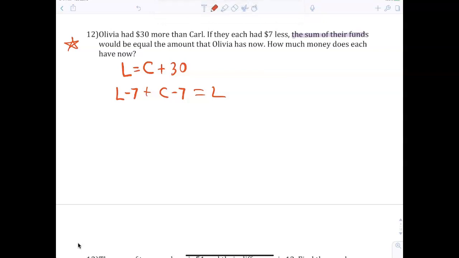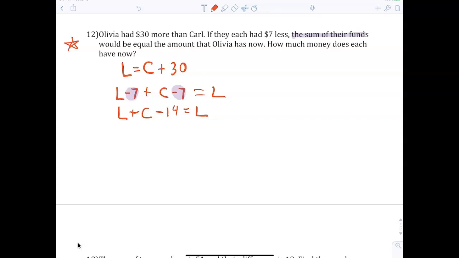All right. So now, with that information, I would want you to simplify. So if I simplify, minus 7 minus 7. So L plus C minus 14 is equal to L, which is actually real good for us. This makes the problem actually real easy.